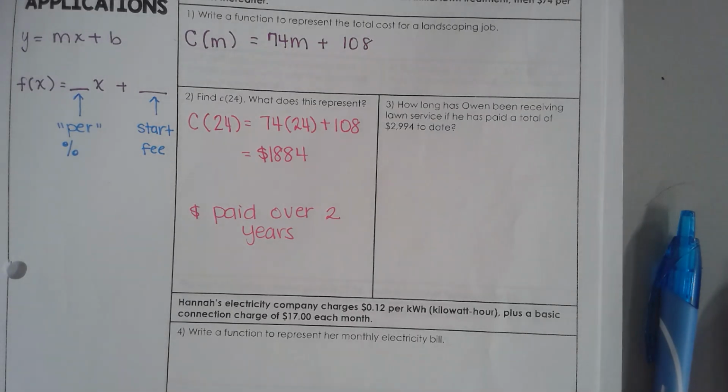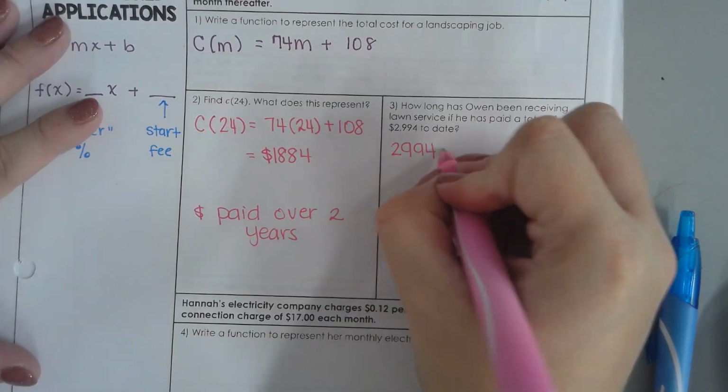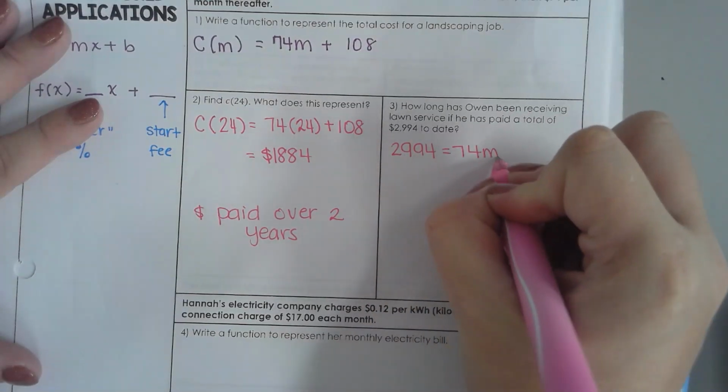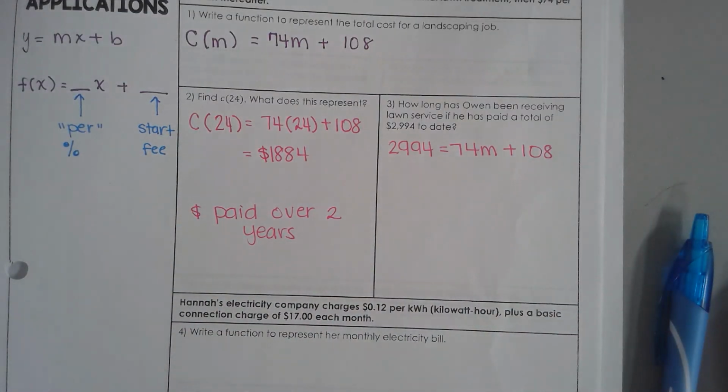How long has Owen been receiving lawn service if he has paid a total of $2,994 to date? What are we going to plug in and where? 2,994 into f of x. Yep. The 2,994 into the front, which we have C of M, or where f of x would be. We're setting our equation equal to 2,994. So you're going to solve that equation.